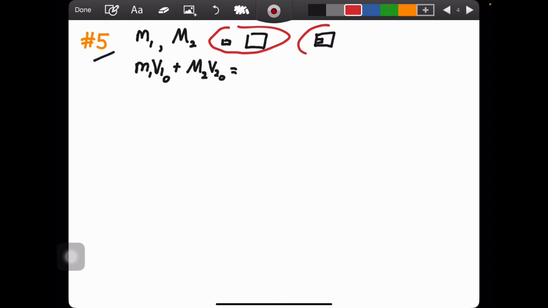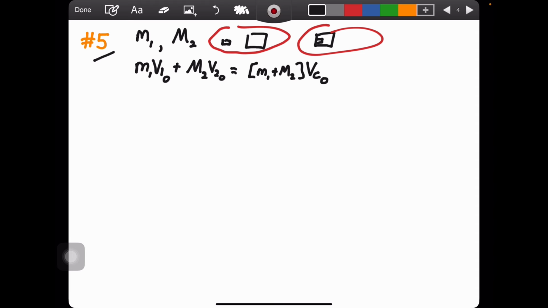And at some later time, when the bullet embeds itself in the block, we can now think of a combined mass moving at some combined velocity. So continuing with this perfectly inelastic collision, I can say the combined mass of the bullet plus the mass of the block, and I'm going to call this VC for combined, which is the combination of the mass of the bullet and the block, and I'm going to call it VC initial.